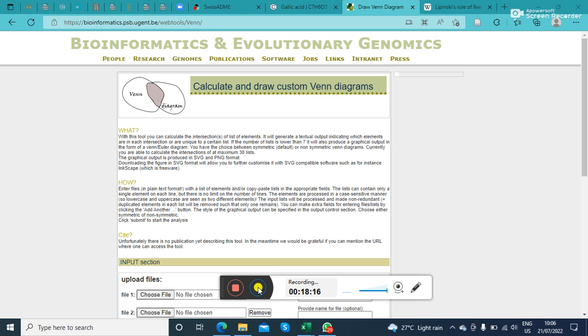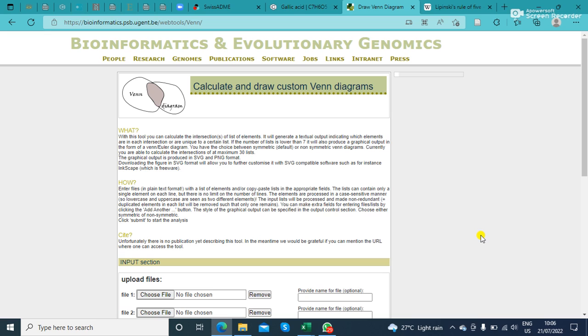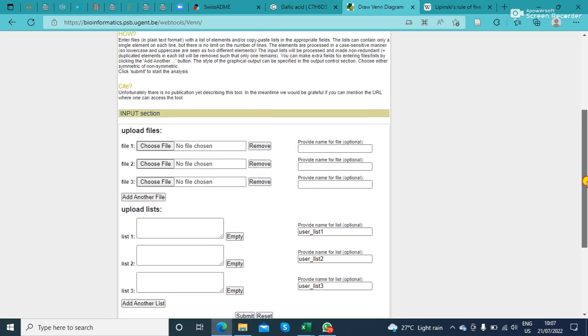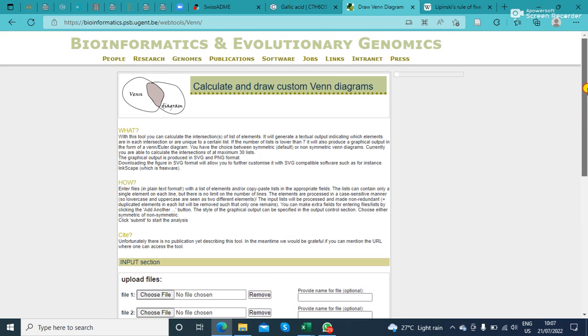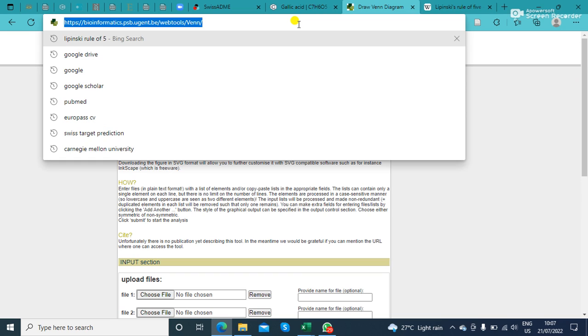So the next thing we want to do now is to find our common targets. We want to use any Venn tool. I think some people even draw a Venn diagram using Excel. So any tool that you know that you can use to draw a Venn diagram. But we will use this platform right here. I will send all these links in the group also.